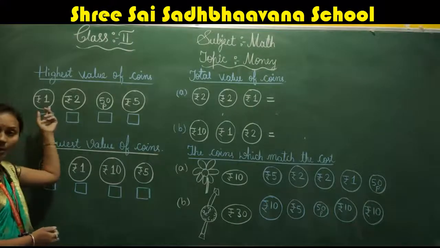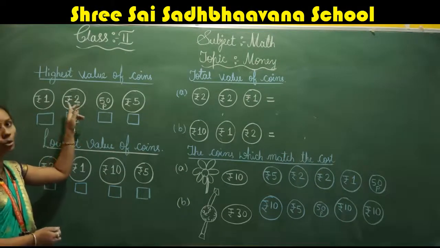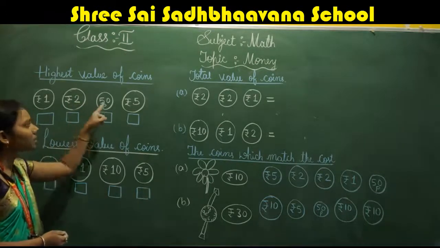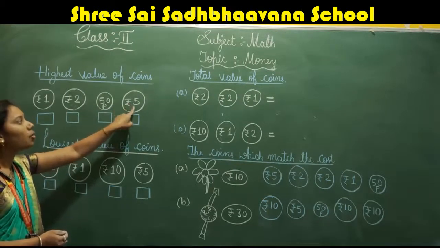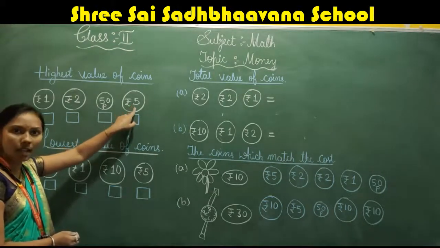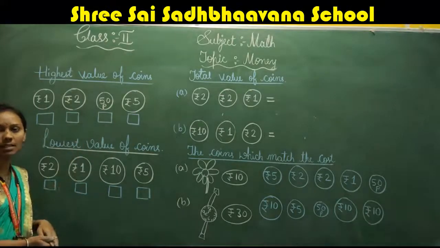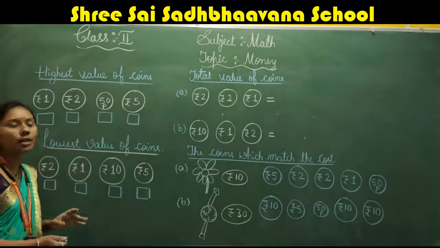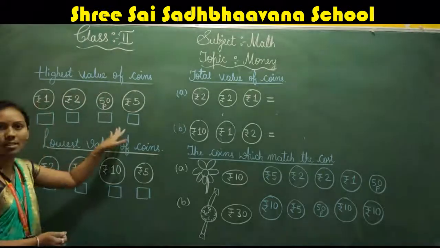So which has the more value here? Is it the 1 rupee coin? No. The 1 rupee coin compared to the 2 rupee, 2 rupee is more. Then which is the highest value? Yes, we can see the 5 rupee coin here. The number 5 is more compared to all these numbers. So the 5 rupee coin has the highest value among these coins.